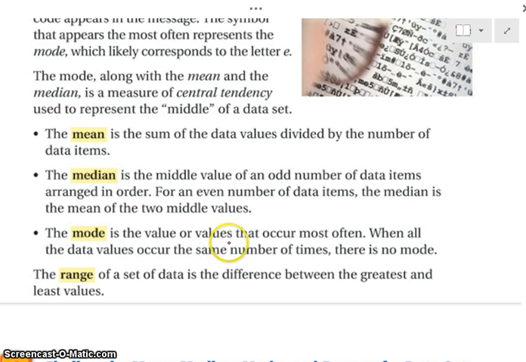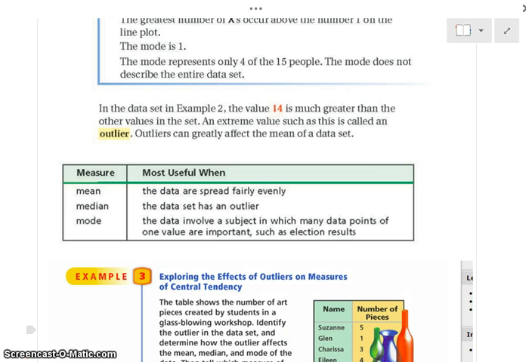Mode is the number that occurs the most, and you can have more than one mode, and you can have no mode. Range is the biggest number minus the smallest number in a set of data. And you can look through this section of notes in your OneNote to see some examples on mean, median, and mode. So let's also talk about outliers.